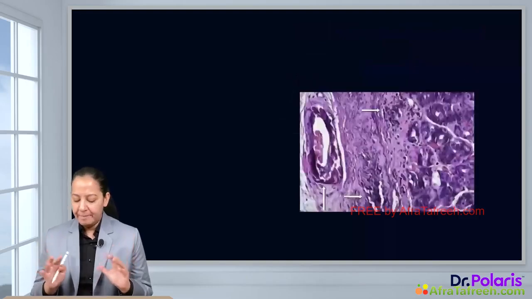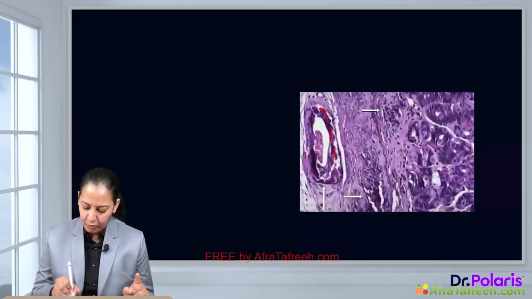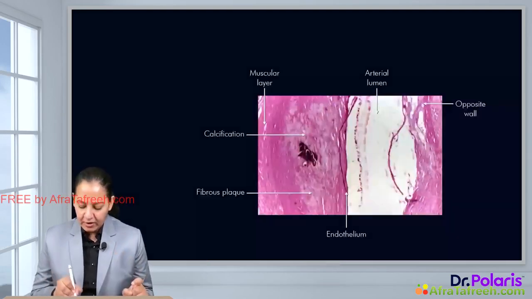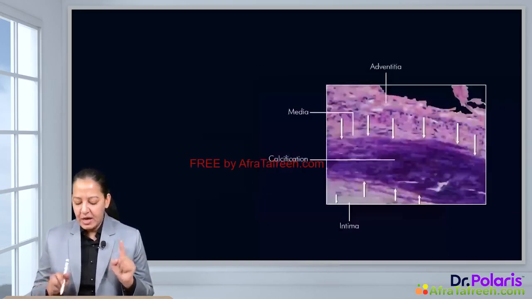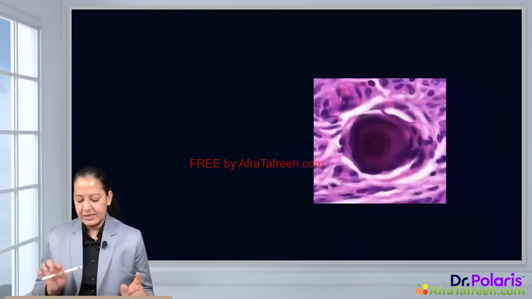Right. So in this diagram, you can see the deep blue color everywhere. So these deep blue basophilic deposits are calcification. Here also you can appreciate this deep blue basophilic deposit is the calcification. Here also the deep blue basophilic deposit is calcification.